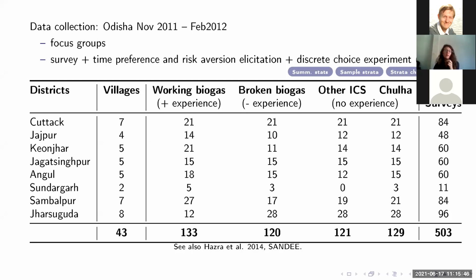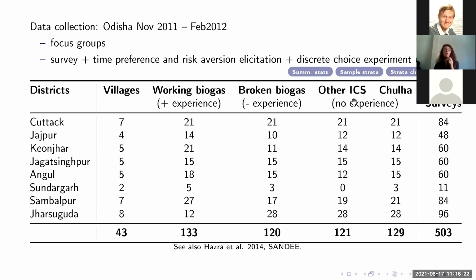So the sample was chosen through a stratification process. From each village that we conducted the project in, we selected households that had a working biogas, so that have had positive experience with biogas, then households who have a biogas plant but it is not working at the moment, so it malfunctioned, it broke down, and they couldn't repair it, and this is the negative experience group. And then we have two other strata of households with no experience with biogas.